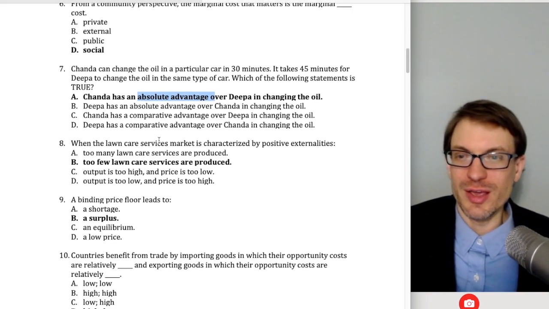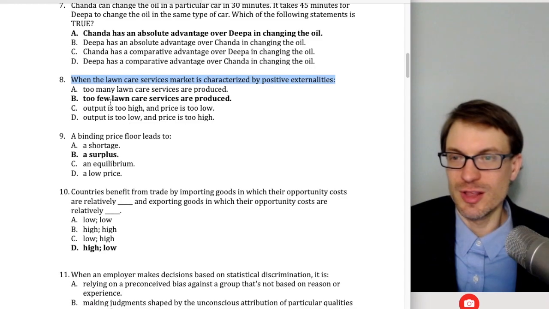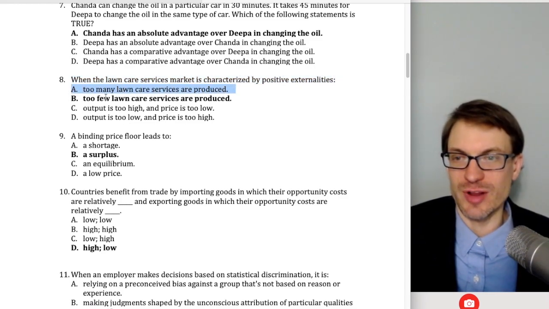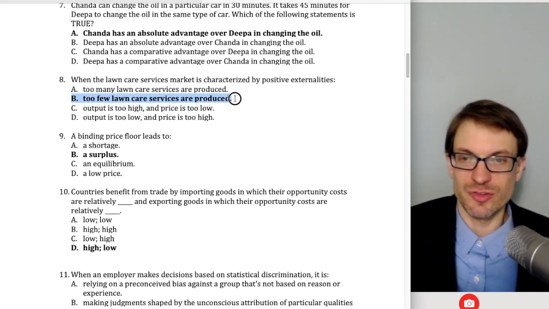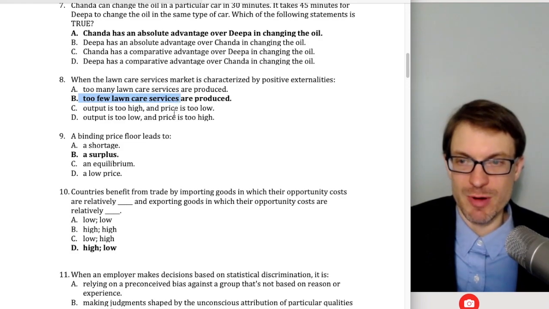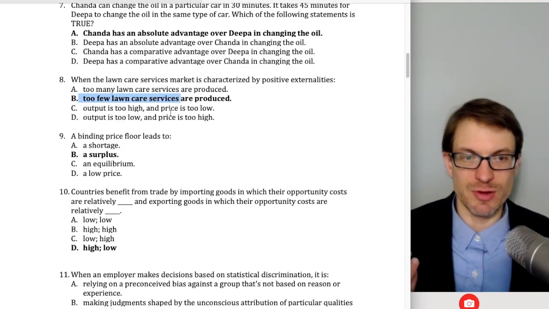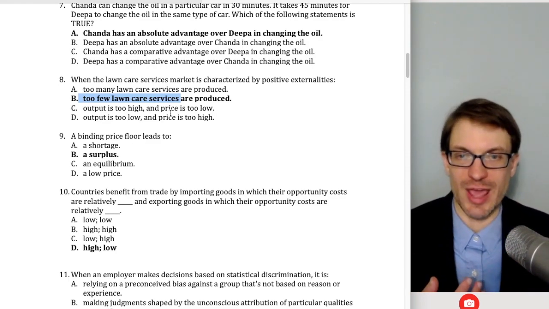Right. When the lawn care services market is characterized by positive externalities, what's the problem with positive externalities? We get underproduction. Too many lawn care services are produced? No, that would be true if there's a negative externality. Too few lawn care services are produced. That's right, because the lawn care services are the primary activity that generates private benefits and private costs, and then external benefits and external costs.